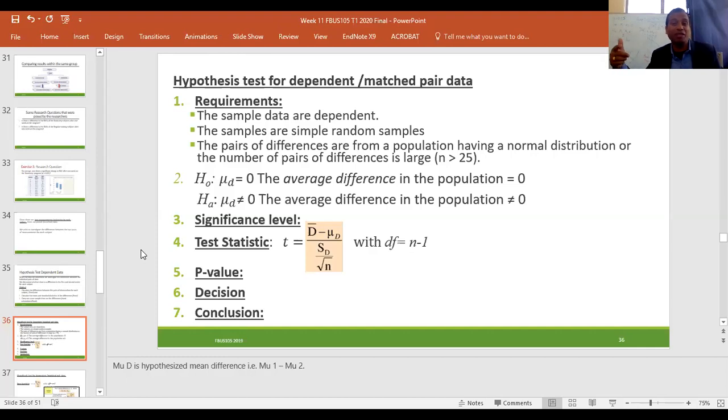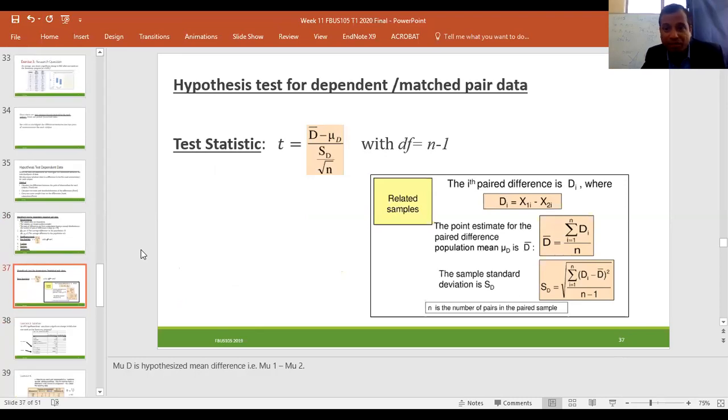It's the same as mu1 minus mu2. We have seen in the previous case, it's 0 from the null hypothesis. So mu D value is always 0, divided by SD over square root of n, with degrees of freedom. In this case, since we are considering one sample, the degree of freedom is n minus 1. Then p value, decision, and conclusion.